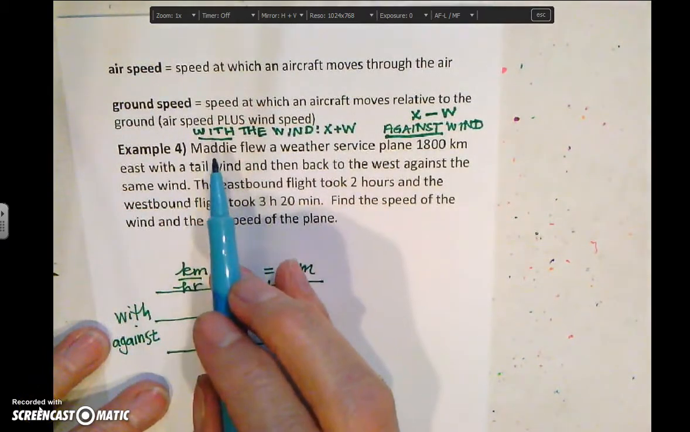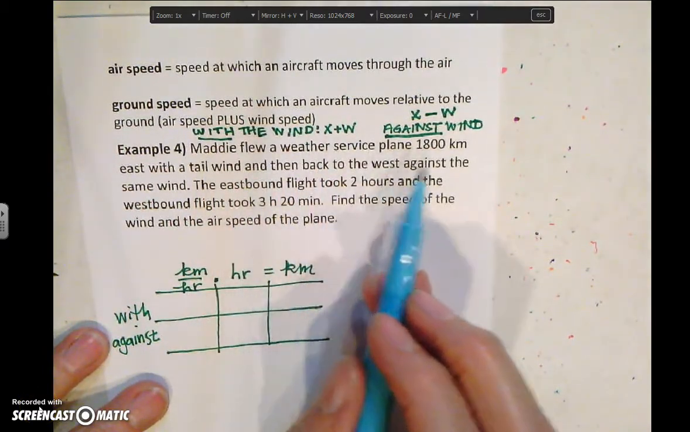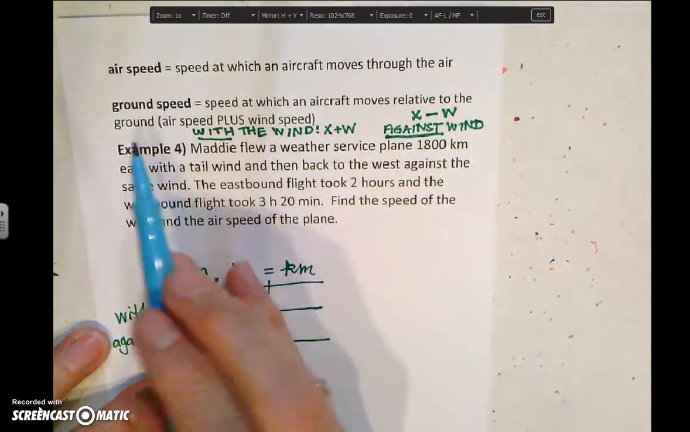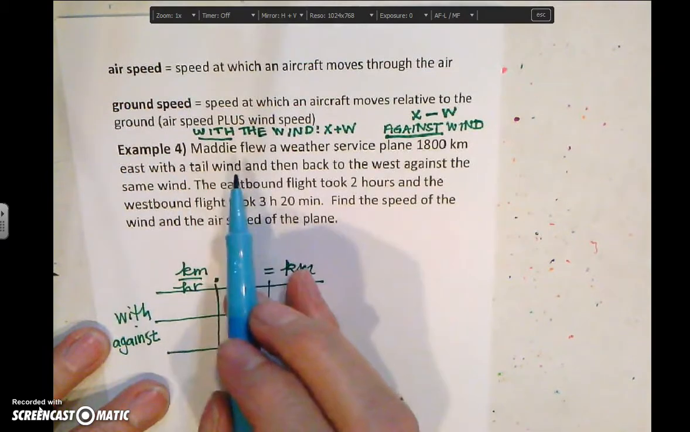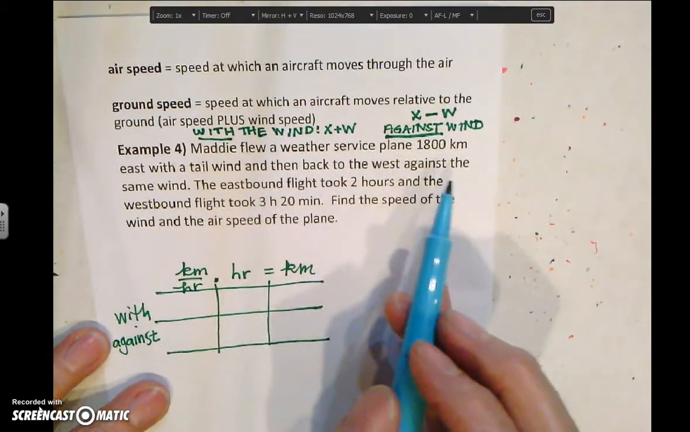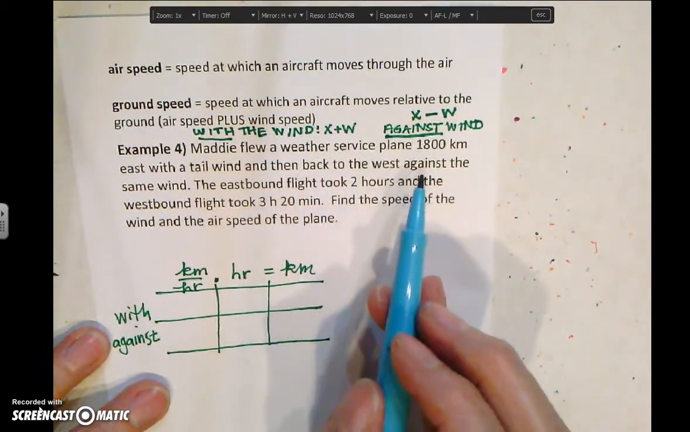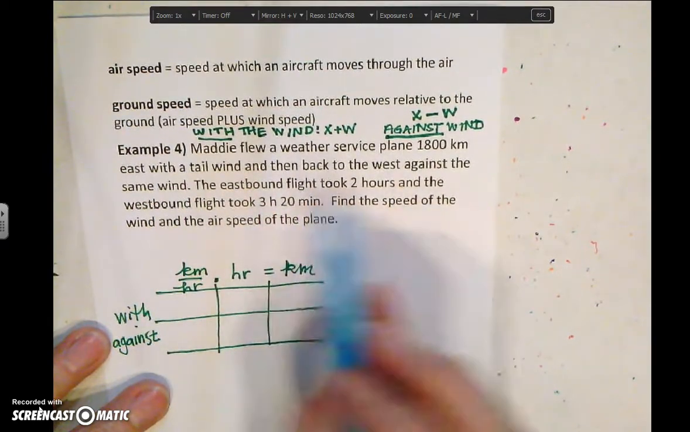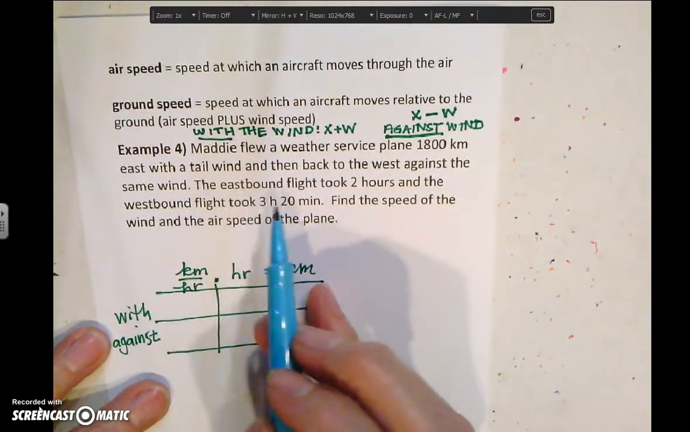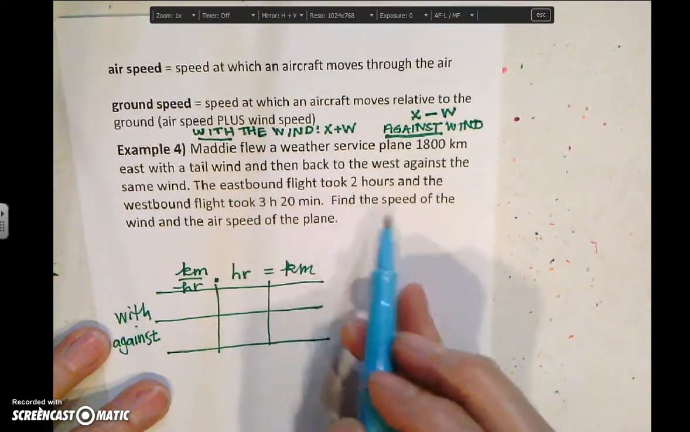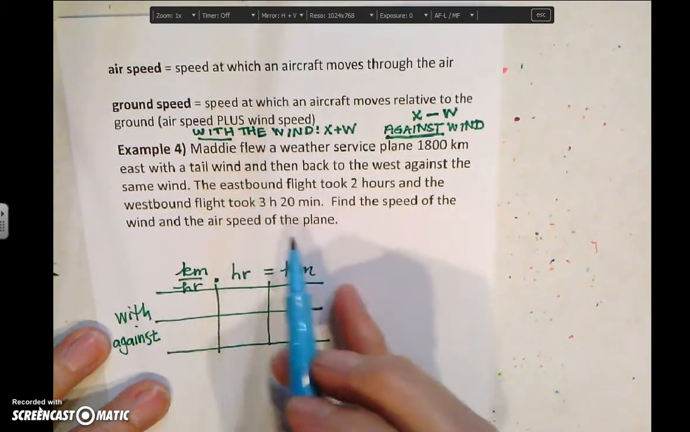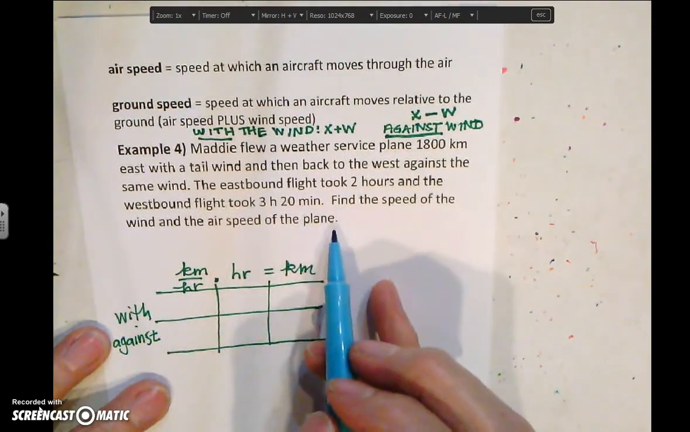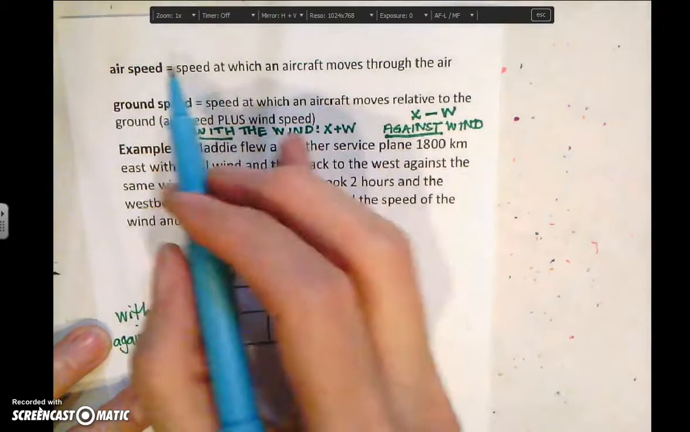Example 4 reads that Maddie flew a weather service plane 1,800 kilometers east with a tailwind and then back to the west again, against the same wind. The eastbound flight took 2 hours and the westbound flight took 3 hours and 20 minutes. Find the speed of the wind and the airspeed of the plane. All right, so let's talk about what that means.